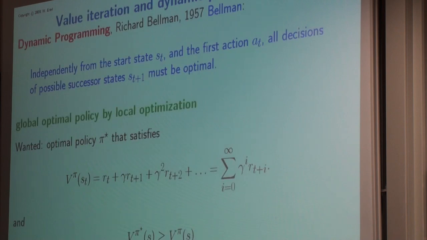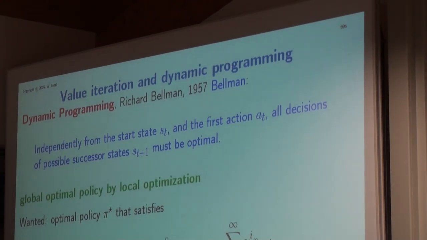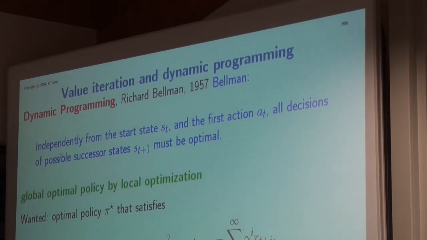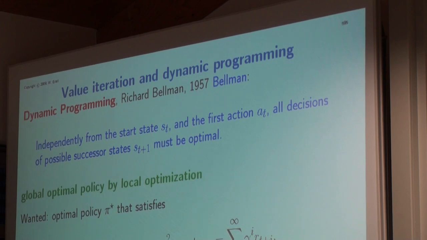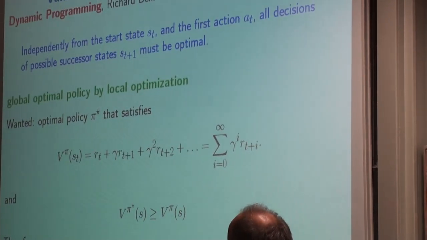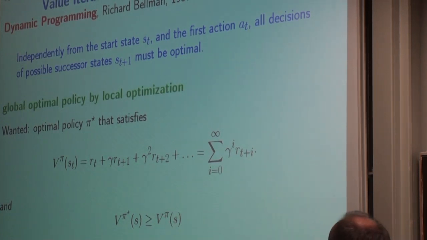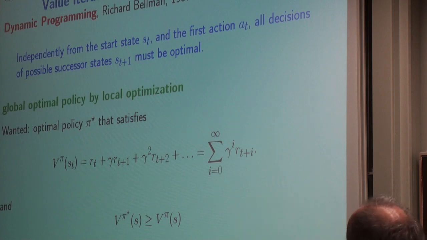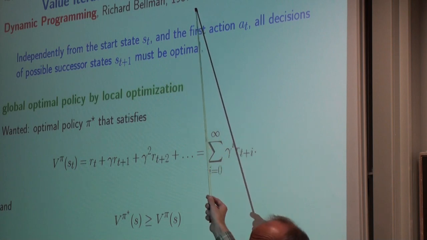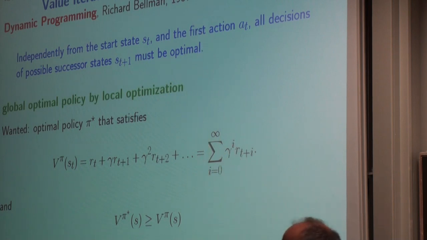Okay, now we want to look at a first algorithm. We call this algorithm value iteration because it's based on this so-called value function. I mean, this is nothing new. It is our infinite sum of all the discounted immediate rewards. And the idea behind this algorithm goes back to Richard Bellman in 1957. That's quite a long time ago. Bellman was a mathematician who worked on mathematics for control theory.